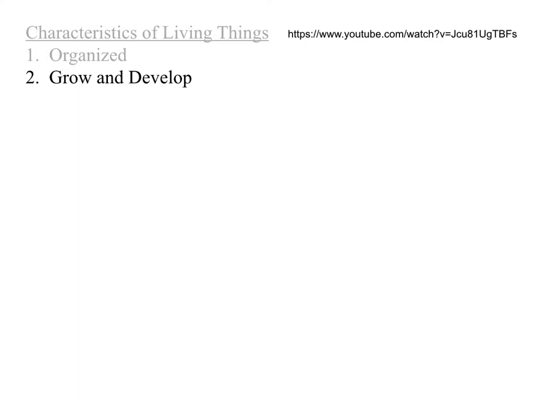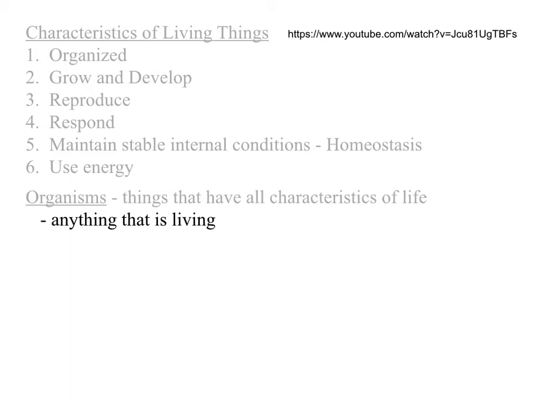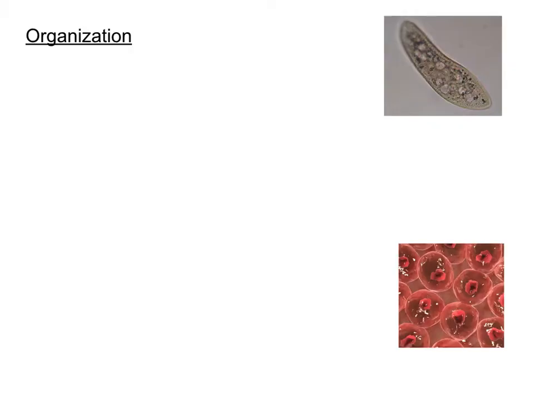All living things grow and develop. They reproduce. They respond to stimuli. They maintain stable internal conditions, which is called homeostasis. And they use energy. So anything that has all 6 of those characteristics of life is called an organism. So organisms are things that have all characteristics of life. So anything that is living is considered to be an organism.